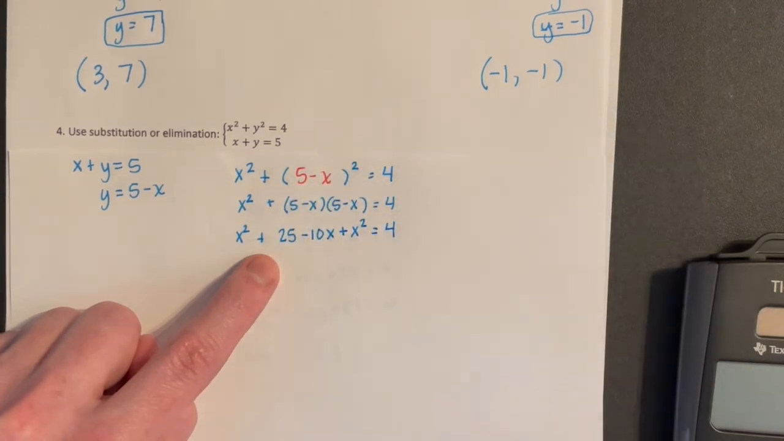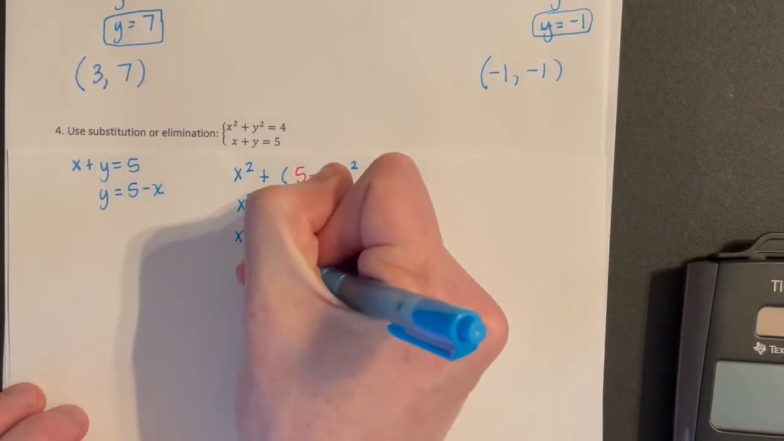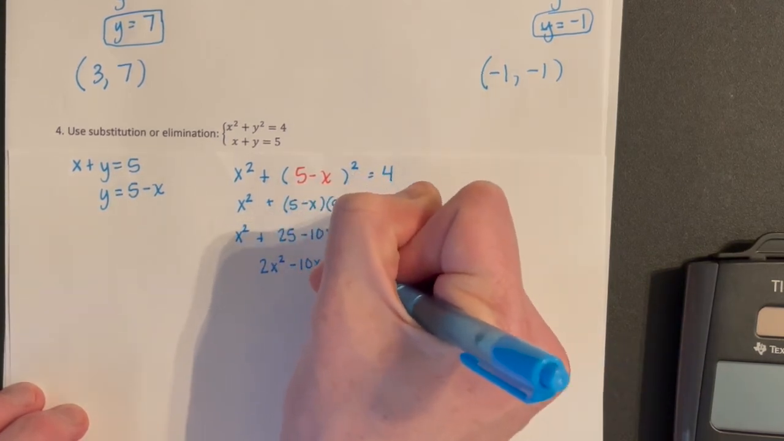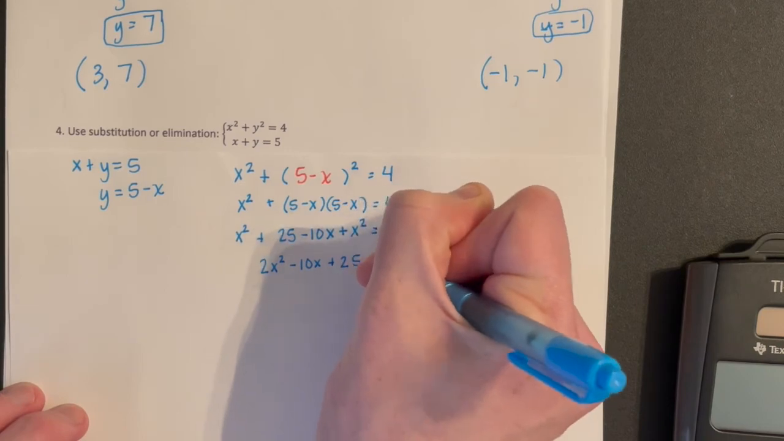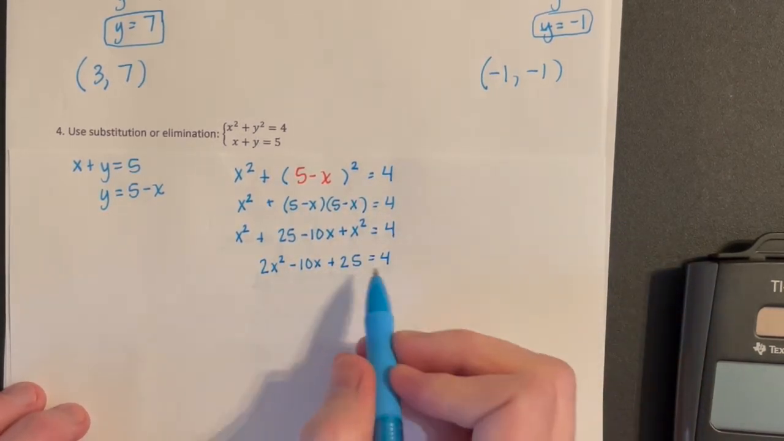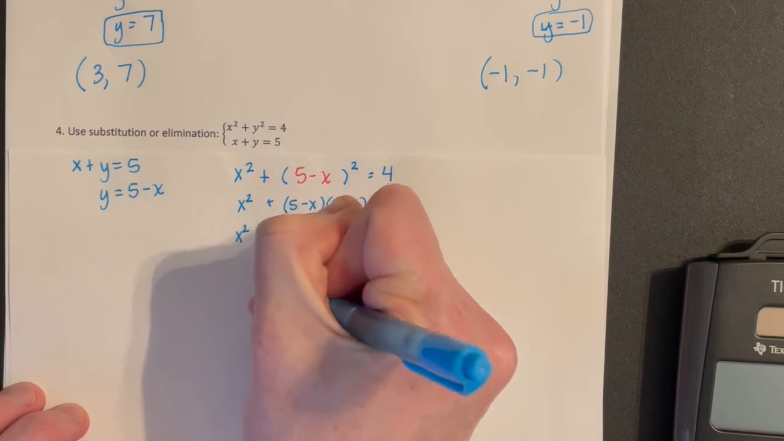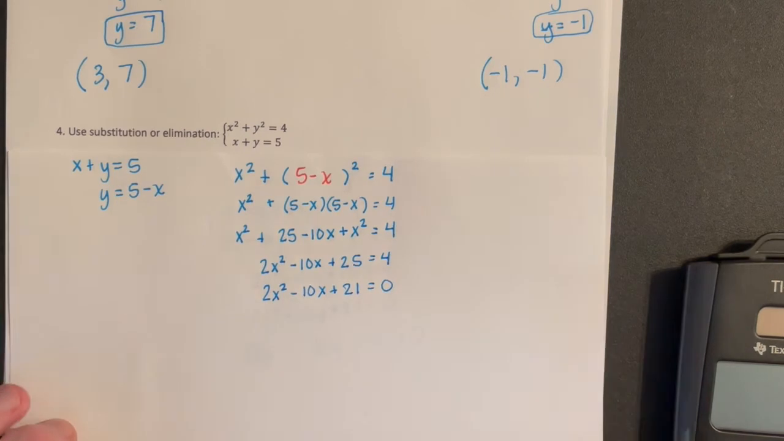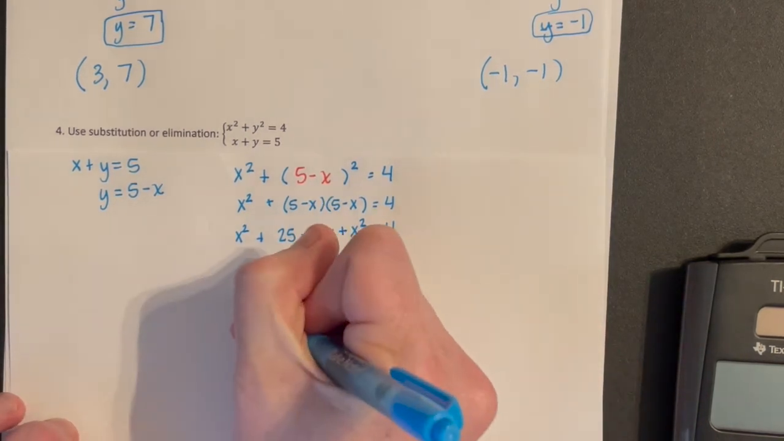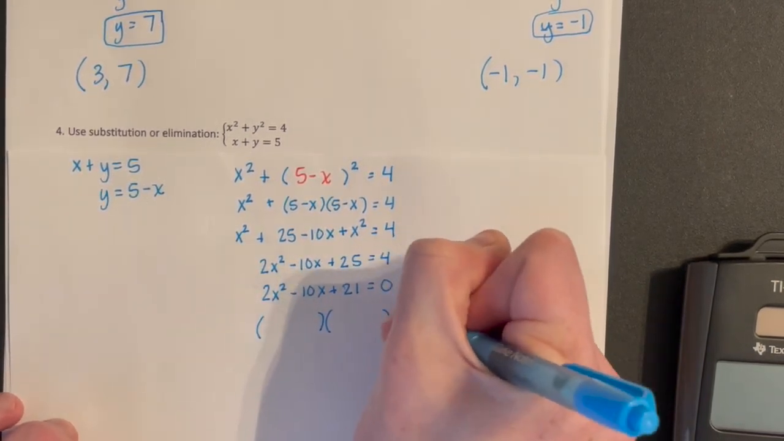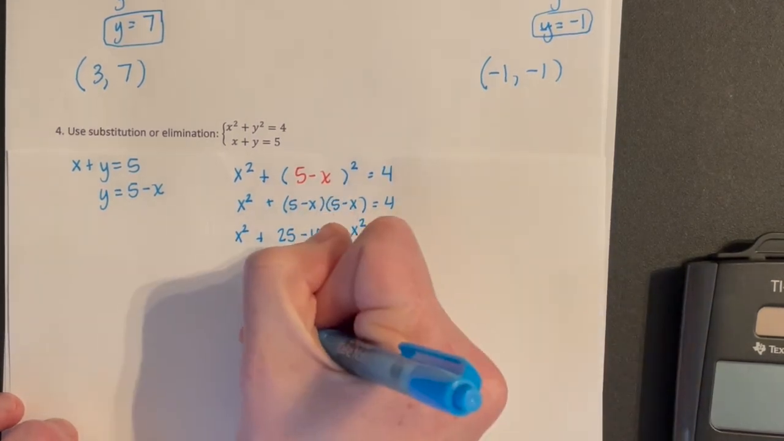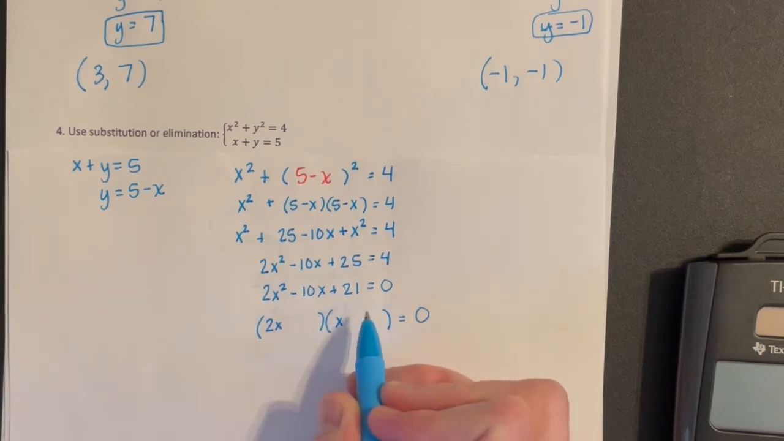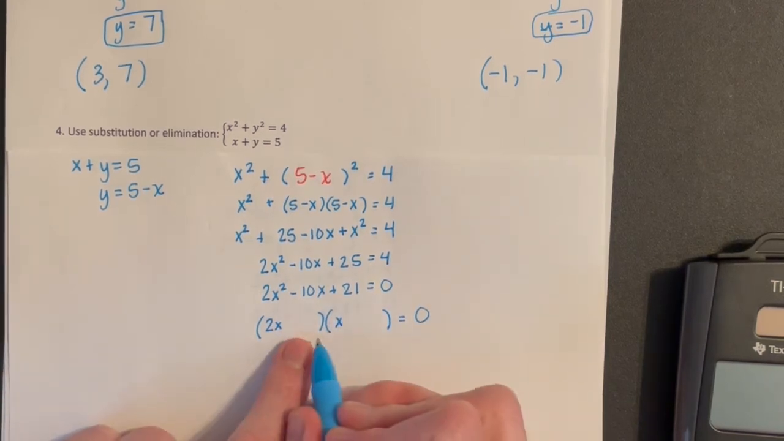If I combine like terms, we see 2x squared minus 10x plus 25 equals 4. If I subtract 4, that's just 2x squared minus 10x plus 21 equals 0. And we would try to factor this if we can. So 2x squared came from 2x times x. Our factors of 21 are going to be 7 and 3. So I can try this out.